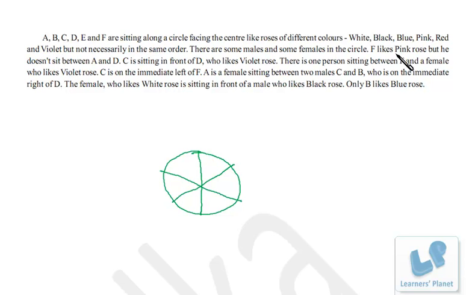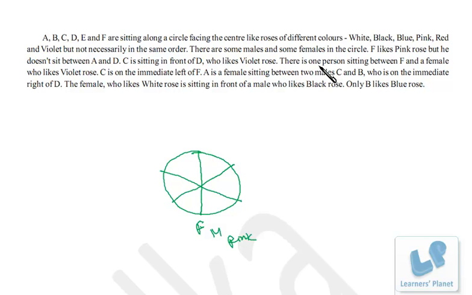F likes pink rose, but he doesn't sit between A and D. I suppose F is here, that means he is male and his color is pink. So one position is fixed for F, male, and he likes color pink. Now C is sitting in front of D. That means C and D may be in this position, maybe this position. Let's see.